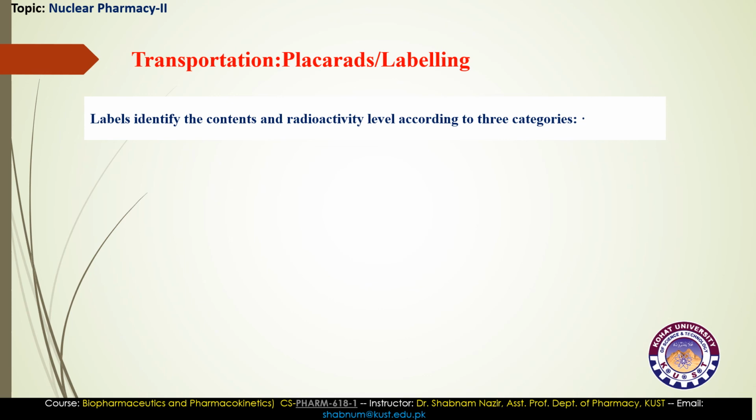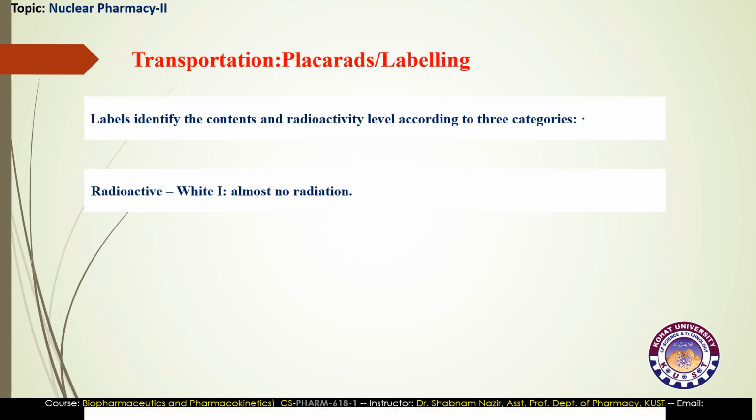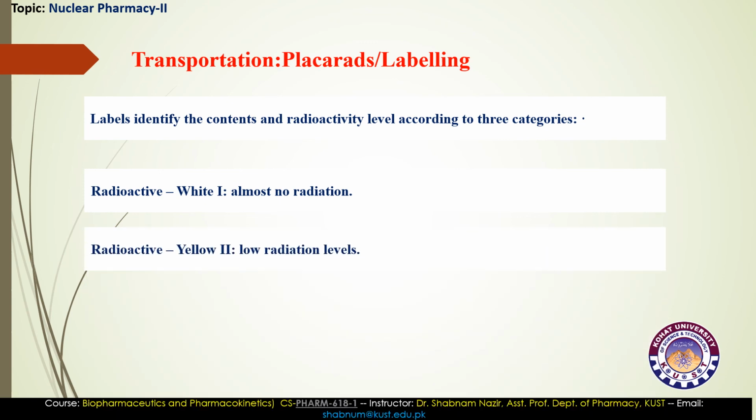According to the three categories of radioactive materials, labels are also of three kinds. Radioactive white one, which has almost no radiation. Then comes radioactive yellow two, which has a low level of radiation. And then the third label, also yellow, but with a three, means that it is the third category of radioactive material and it has a higher level of radiation, so be careful.